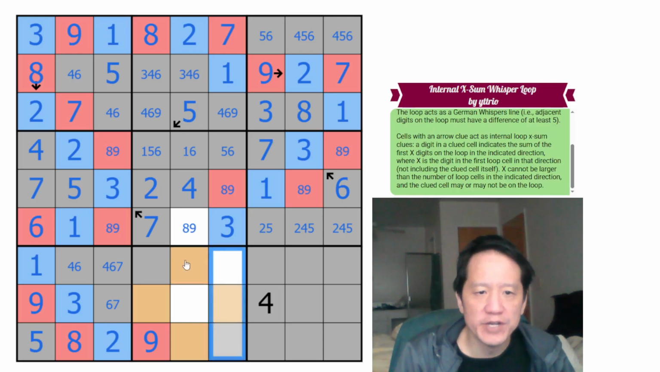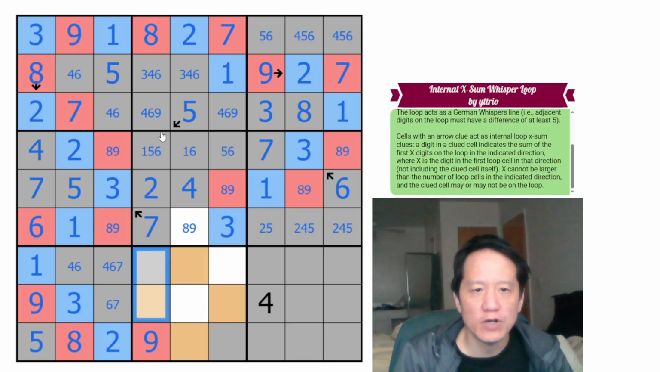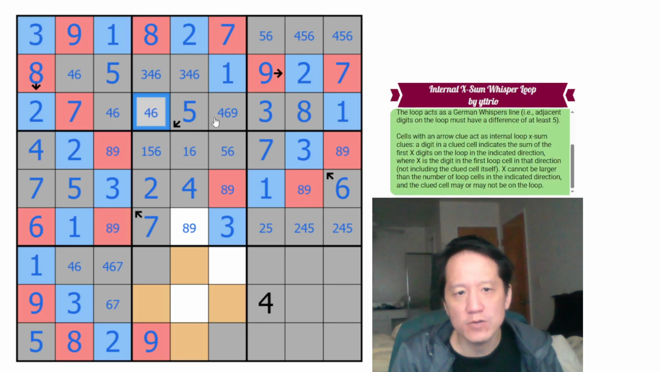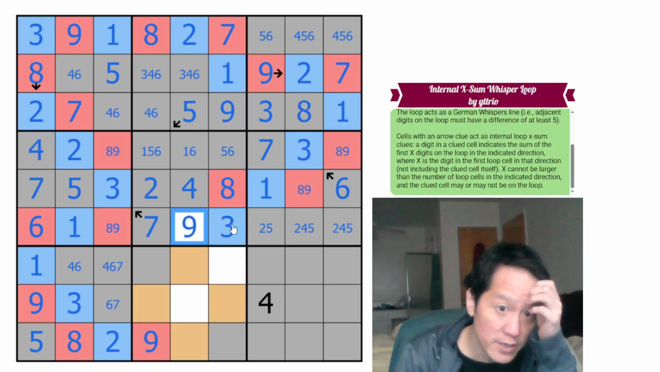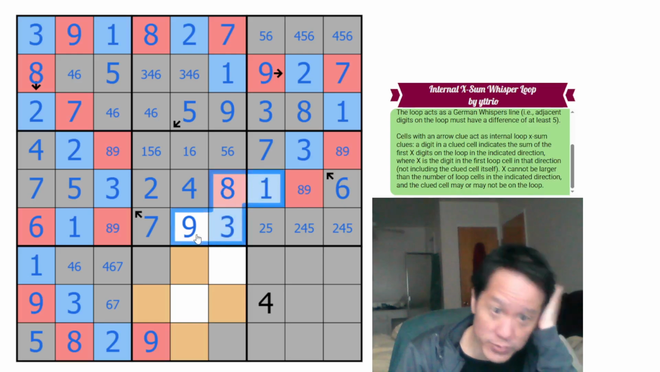Okay, what are the remaining digits in column 1? Okay, so this can't be 9. Well, where's the 9 in box 2? It has to be here. That means this has to be 8, which means this has to be 9. So this is still possible.